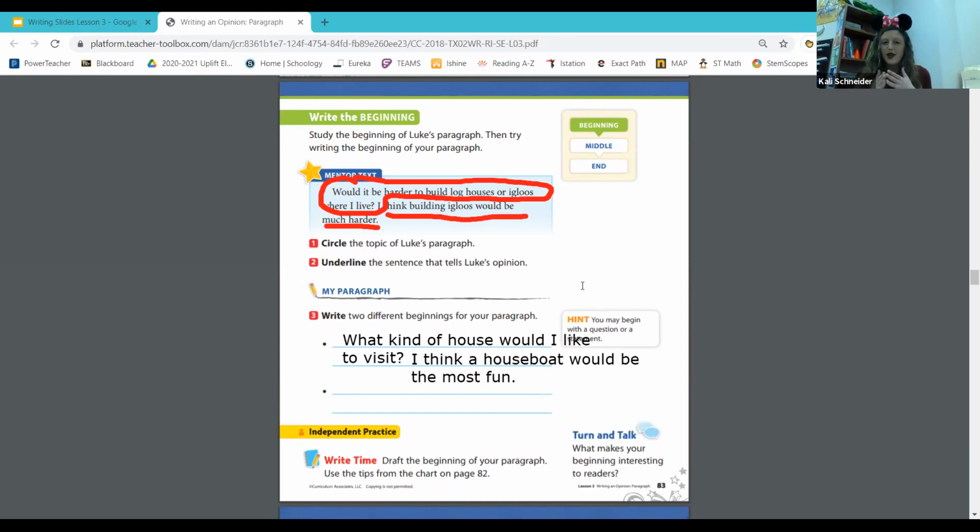But I need to think about another way I can say the same thing. So I have to write two different beginnings for my paragraph. We learned about a lot of unusual houses. So I could start mine. I want you guys to pause it here and think about another way you could write it for your opinion.